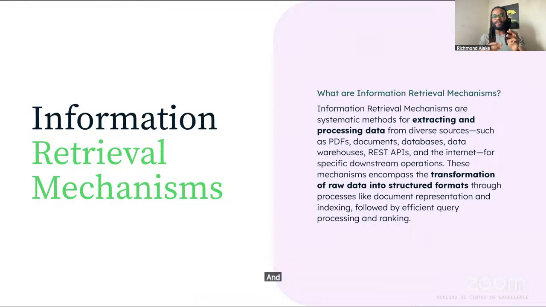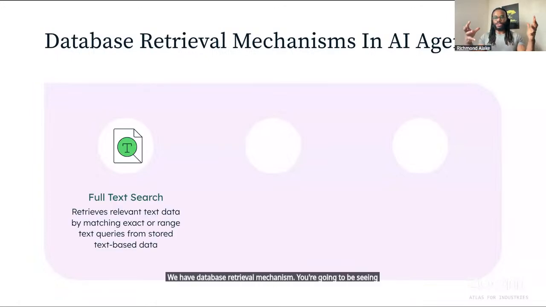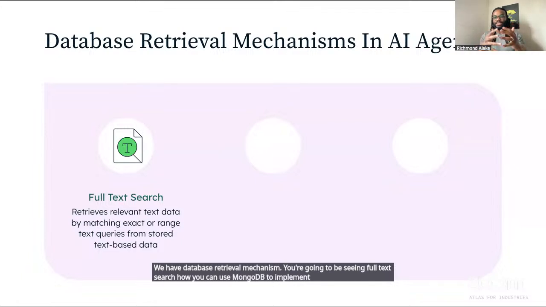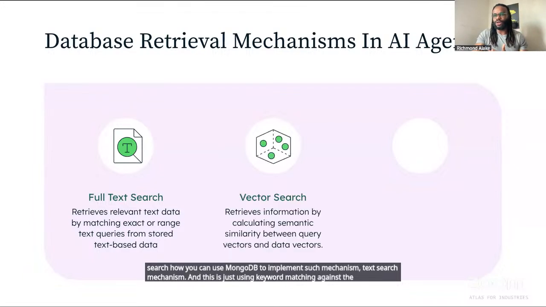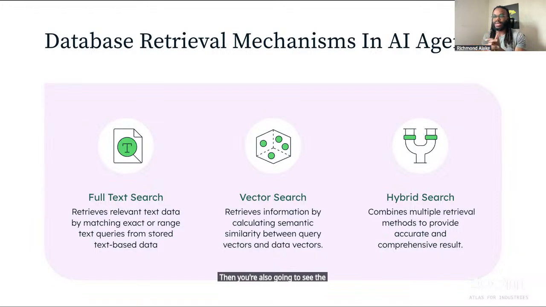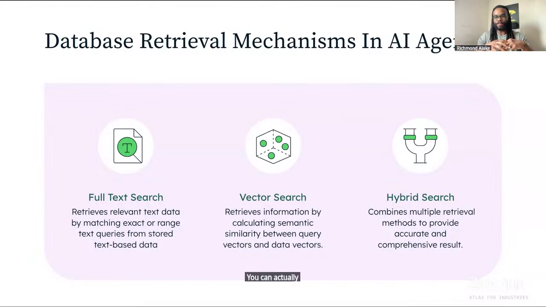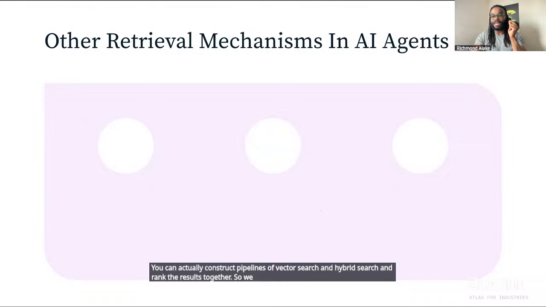You're going to be seeing three key ones today, and you have probably heard about them. We have database retrieval mechanisms. You're going to be seeing full text search, how you can use MongoDB to implement a text search mechanism, which is just using keyword matching against the corpus of documents. Then you're going to be seeing vector search. This is semantic search: you're searching by meaning. Then you're also going to see the combination of both in a unified search we refer to as hybrid search. With the MongoDB query language, you can construct pipelines of vector search and full text search and rank the results together. We're going to be seeing all of that, and you're going to be learning all of that.